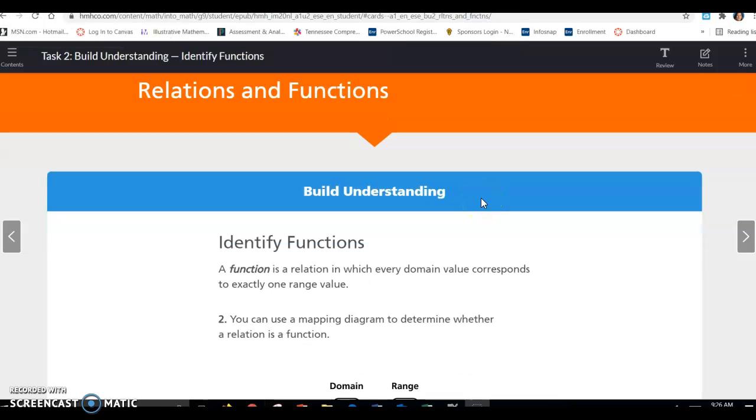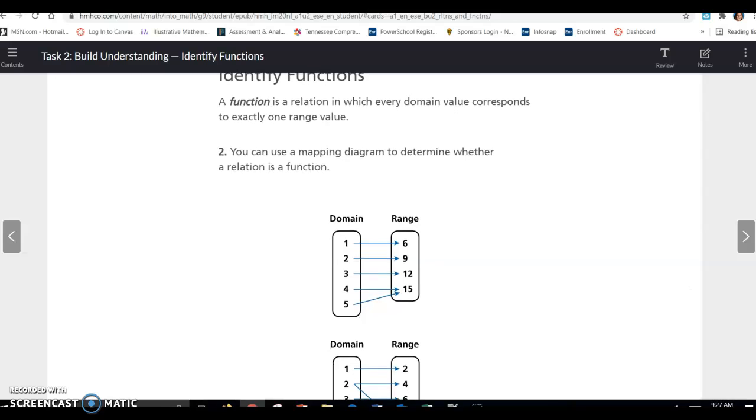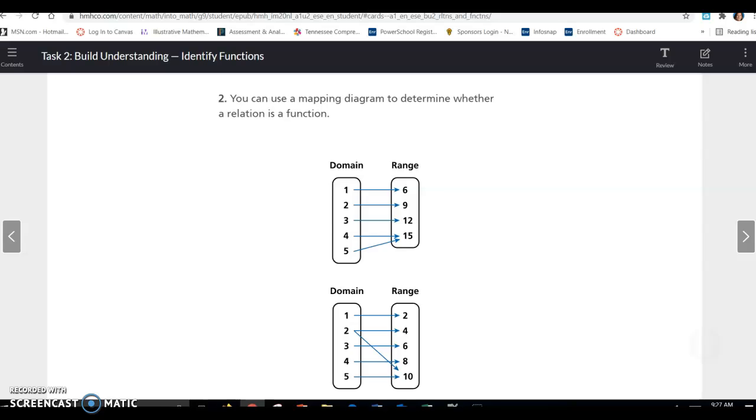Okay, task 2 says relations and functions, and then it says identify functions. A function is another definition that's very important. A function is a relation in which every domain value corresponds to exactly one range value. You can use a mapping diagram to determine whether a relation is a function.